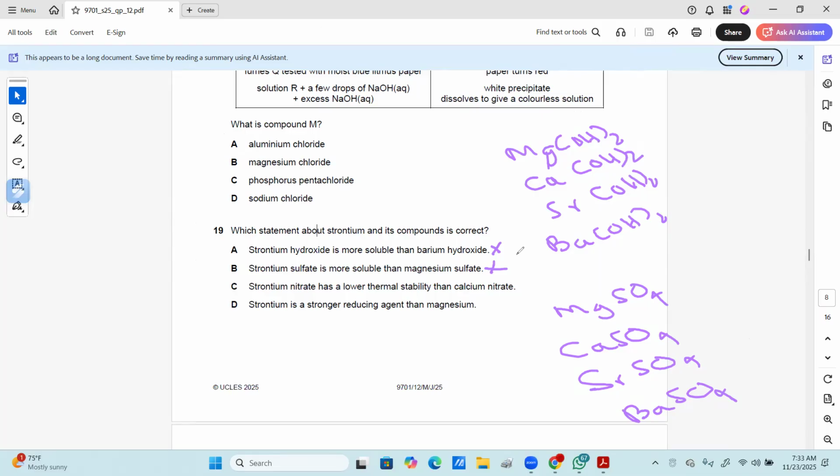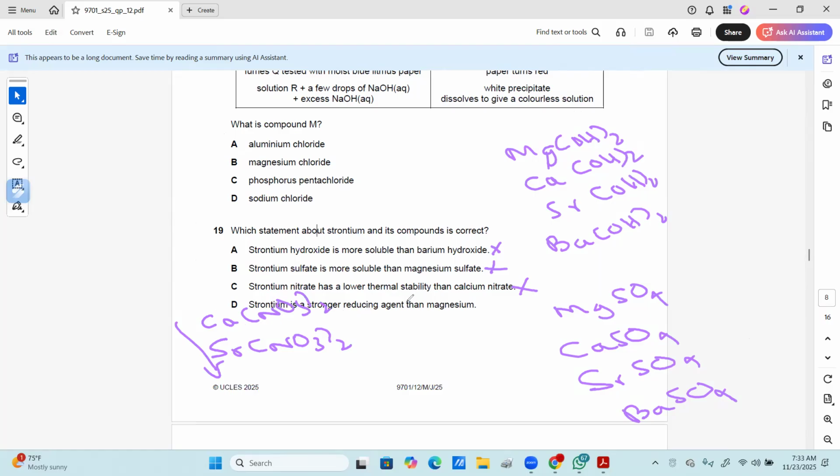Strontium nitrate, that is Sr(NO3)2, has a lower thermal stability than calcium nitrate. So calcium is on top. So normally we know the thermal decomposition temperature increases when you go down the group. Therefore, that is also wrong.